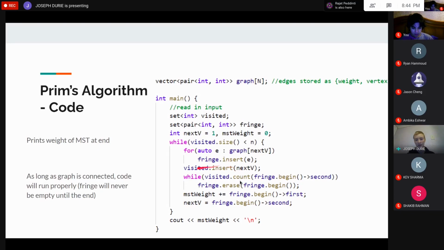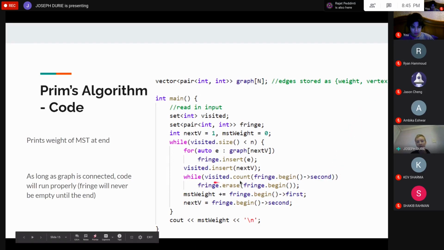So then we're going to mark next v as visited, so basically color that red. And then we want the smallest edge that's from a red to a gray. What we could do is just look at the smallest thing in the set, which we can get in log n time. But the problem is, again, we might have some edges from red to red. So what we can do is keep looking at the smallest edge in your set. That would be fringe.begin() using a C++ set, and fringe.begin()->second is the vertex.